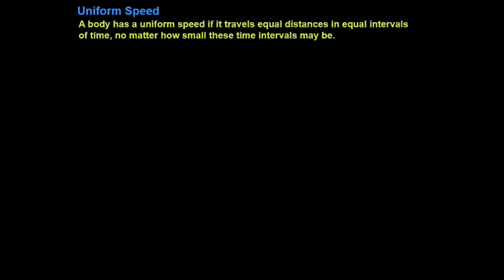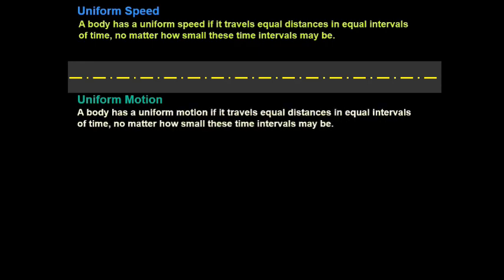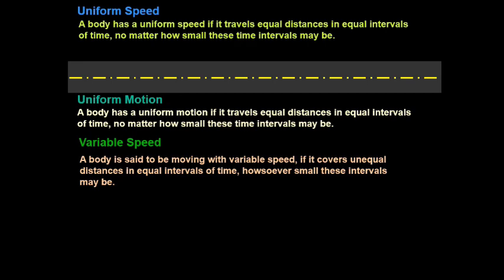Uniform speed. A body has a uniform speed if it travels equal distances in equal intervals of time, no matter how small this time interval may be. So you can see it's a uniform speed because the car is moving through an equal distance in equal intervals of time. It's a uniform motion. A body has a uniform motion if it travels equal distance in equal intervals of time, no matter how small this time interval may be.